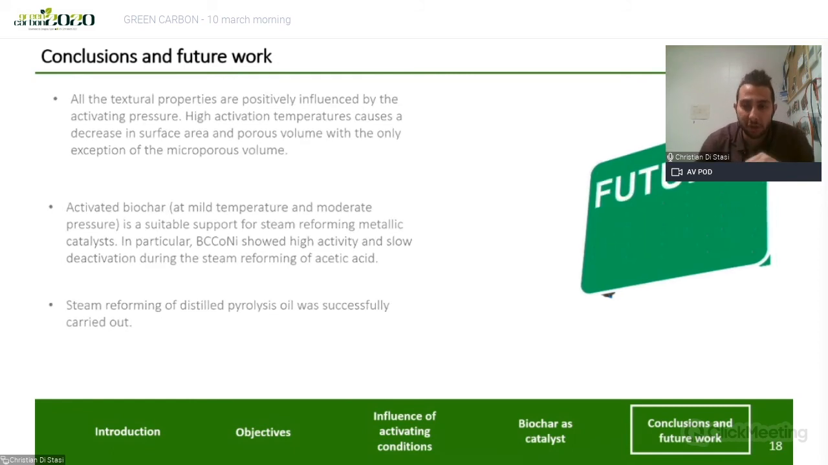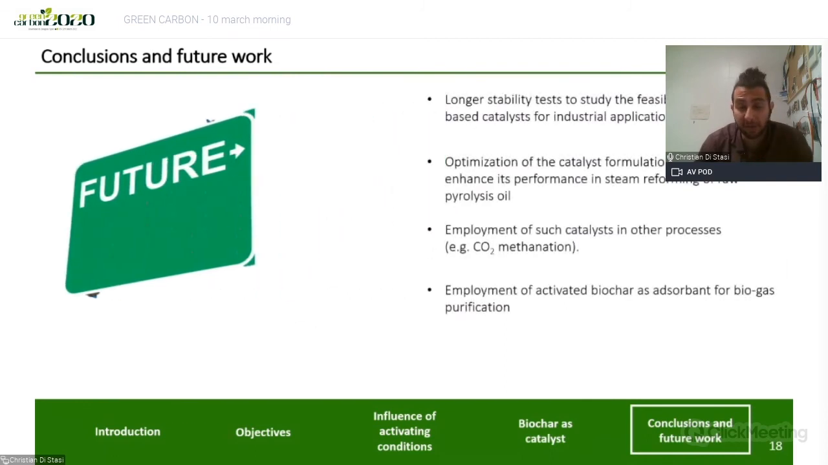In the future, I would like to perform longer stability tests, because 850 minutes are not enough, in my opinion. And I would like to optimize the formulation of the catalyst in order to be employed in the raw pyrolysis oil reforming, which is the one I'm really interested in. Furthermore, I'm now performing a CO2 methanation experiment with a biochar-based catalyst, and with Gianluca we are trying to use the biochar as adsorbent for biogas purification.